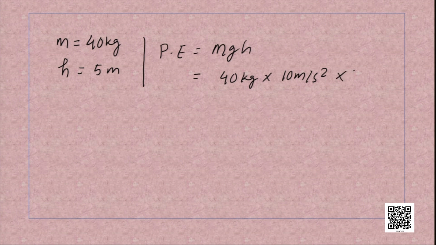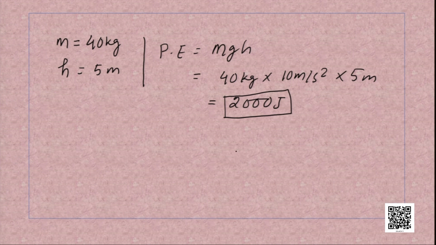So the potential energy P, suppose we denote it, will be mgh, which is nothing but 40 kg multiplied by 10 meter per second square, that is the acceleration due to gravity, and the height 5 meter. So that will give us the value as 2000 joule. So the potential energy at this height of 5 meter is 2000 joule.